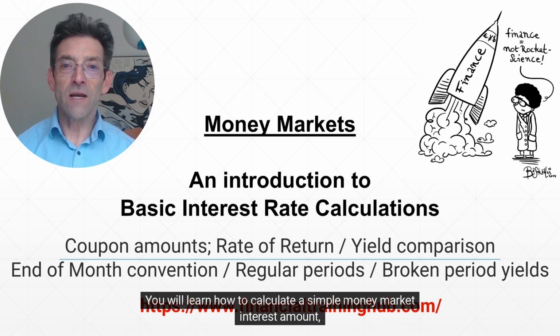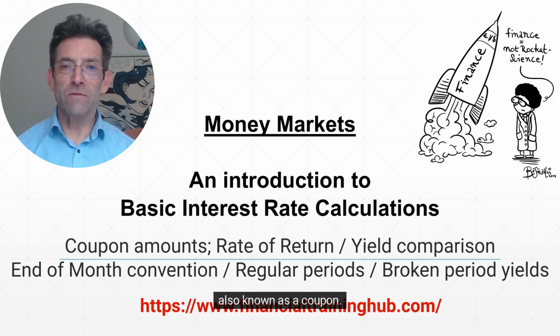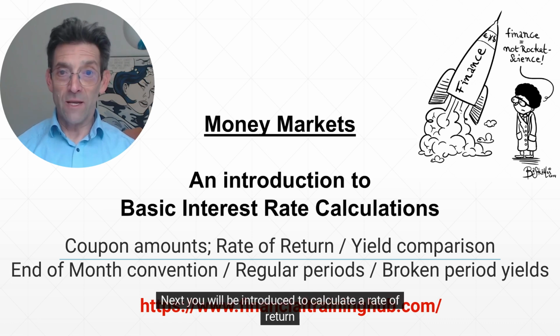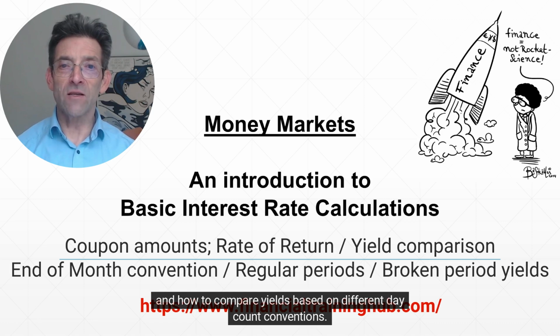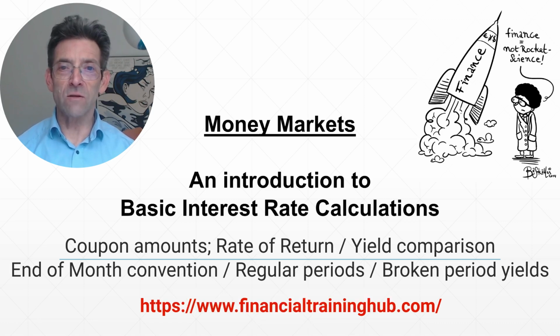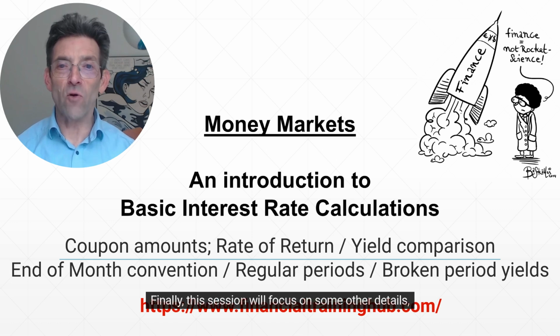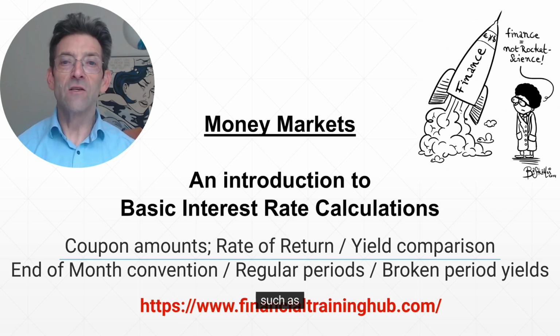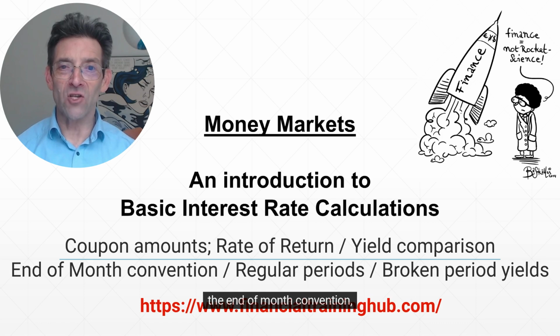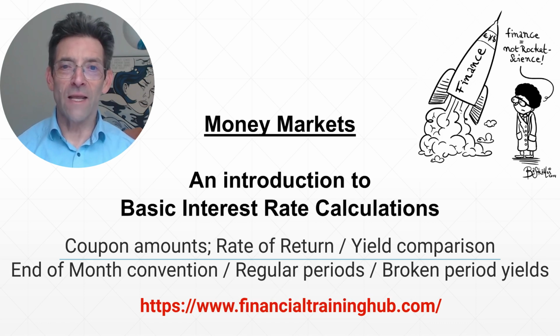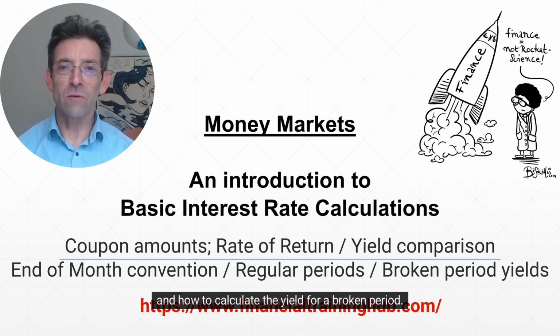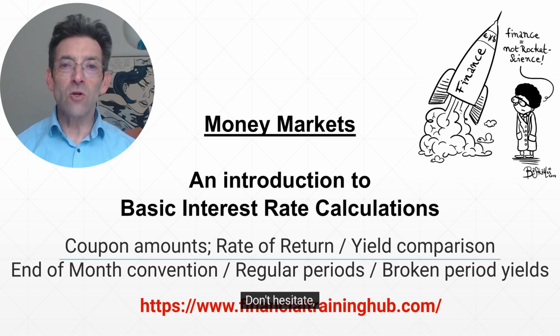You will learn how to calculate a simple money market interest amount, also known as a coupon. Next, you will be introduced to calculating a rate of return and how to compare yields based on different day count conventions. Finally, this session will focus on some other details, such as the end-of-month convention, regular periods, and how to calculate the yield for a broken period. Don't hesitate, it is not rocket science.